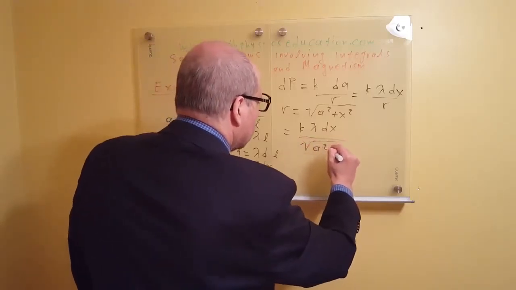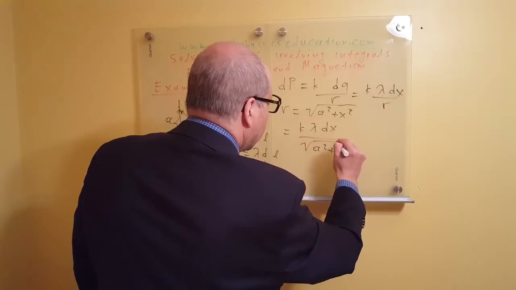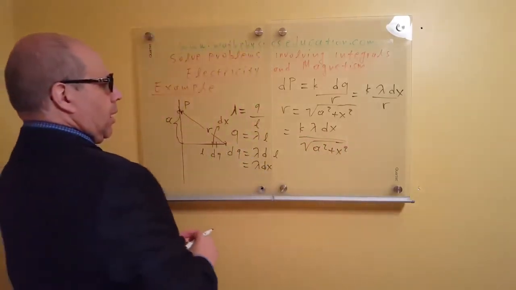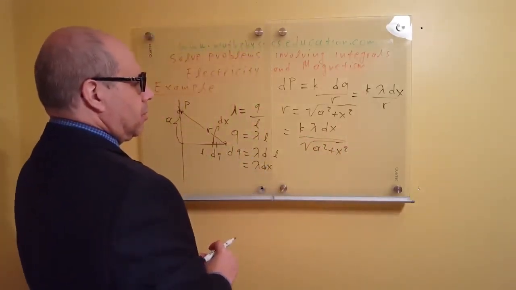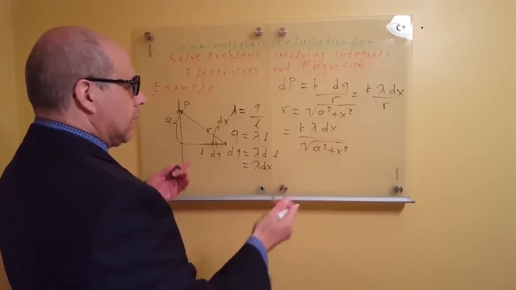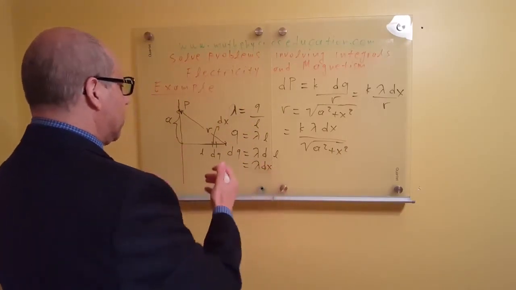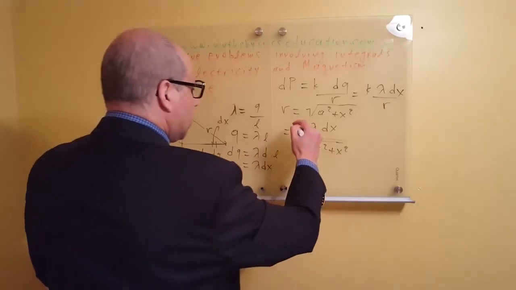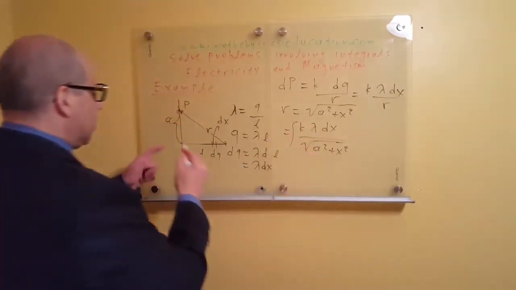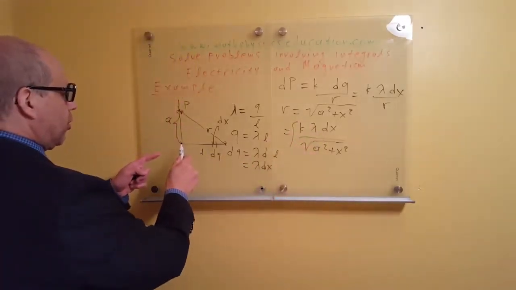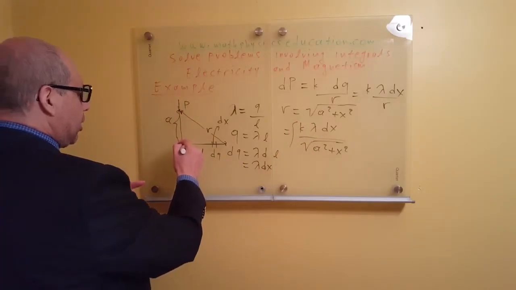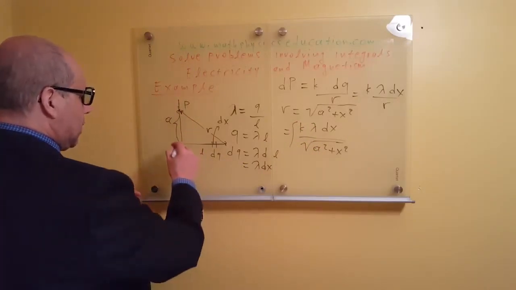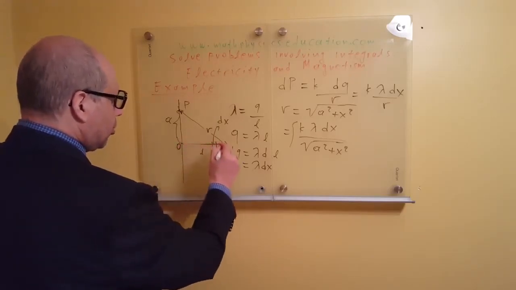Sometimes you might have different limits here, but the difference between them always has to be the same. That's the only way that you will get the right answer, which has to be always the same, independent of what the limits are. So that's the integral that we have to calculate.